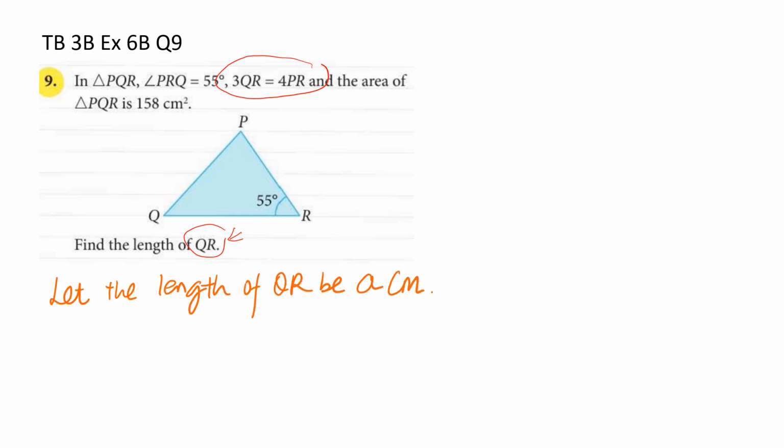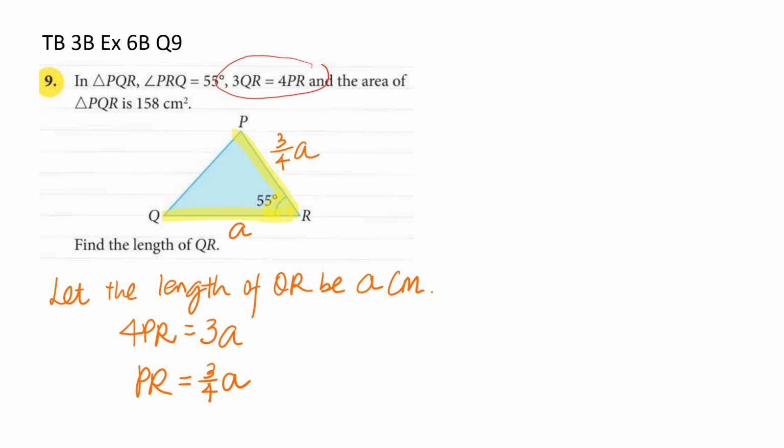All right, so let's use this ratio. 4PR is equal to 3QR. And if you replace QR with the letter A, then 4PR is equal to 3A. So PR is equal to 3/4 A. With this information, we're going to put it into our triangle. So PR is 3/4 A, QR is A.